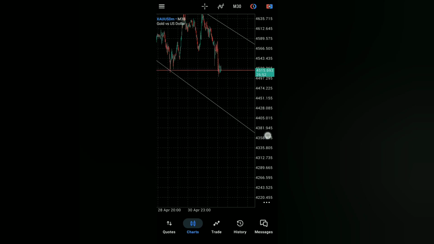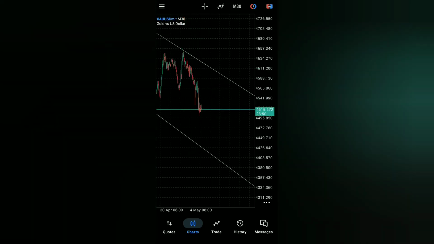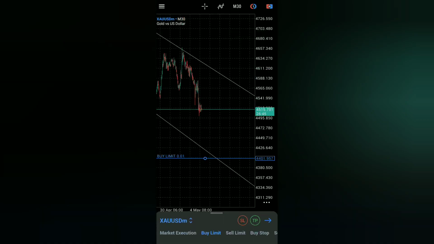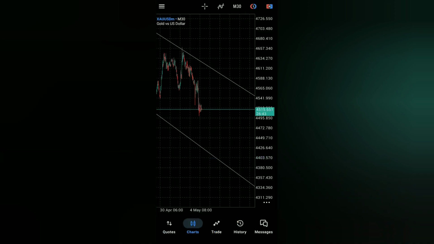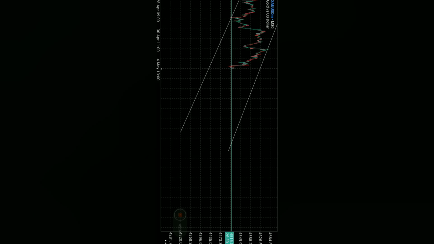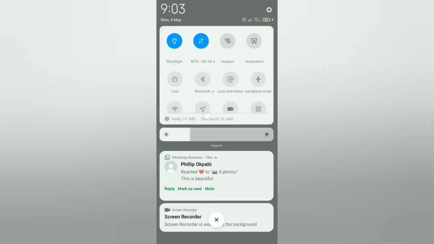So I'm buying immediately. But when I use this one, look up here, this is what they call a pending order. Pending order means that I don't want to buy now, but when the price moves to a level I choose, it will enter the trade.